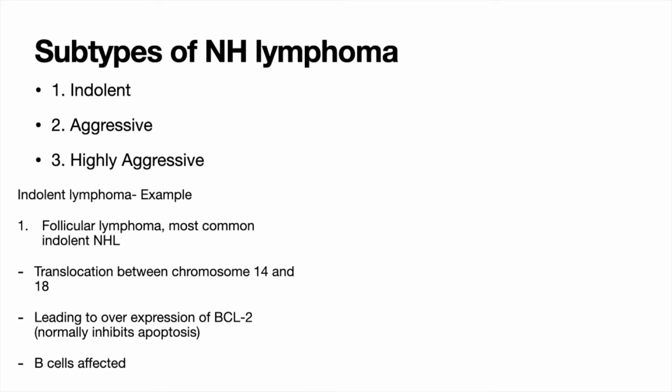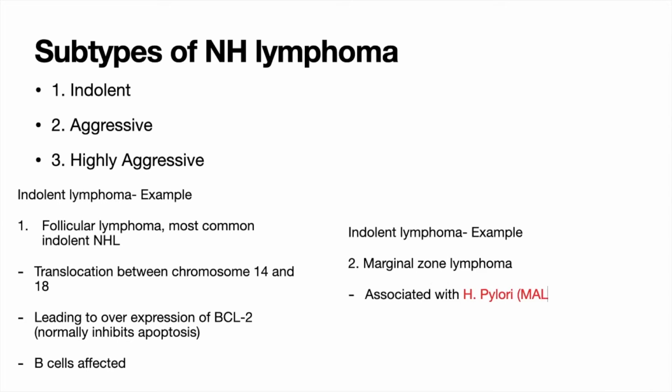Now, when it comes to B cell versus T cell, in the case of follicular lymphoma, we have B cells that are commonly affected. Another example is marginal zone lymphoma, and again highlighted in red is a key exam point here, which is that it is associated with H. pylori. And this particular type of lymphoma is going to affect the mucosa-associated lymphoid tissue, which is what MALT stands for. And again, it's typically the B cells that are affected.